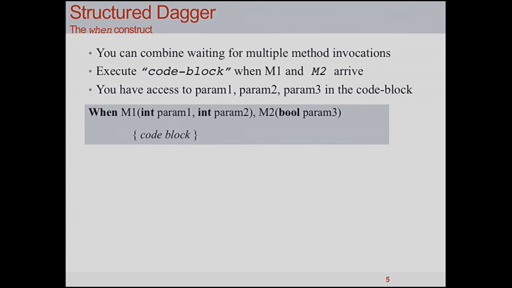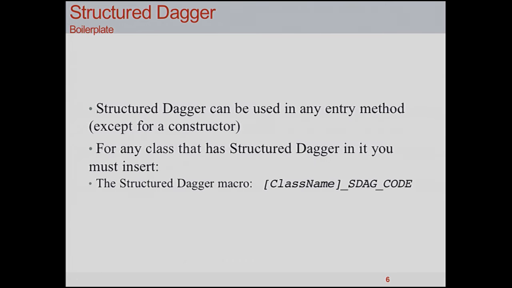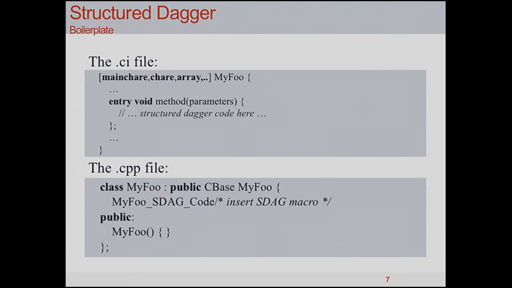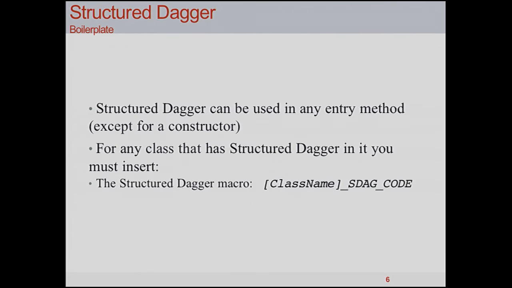Instead of nesting, you can write them together. When M1, param 1, param 2, and method invocation M2 with param 3 comes, execute this code block, which could itself be other when statements and so on. And throughout this code block, you have access to param 1, param 2, and so on. There is some boilerplate stuff that you have to do with it. You will see an example of that when we write the code this evening.